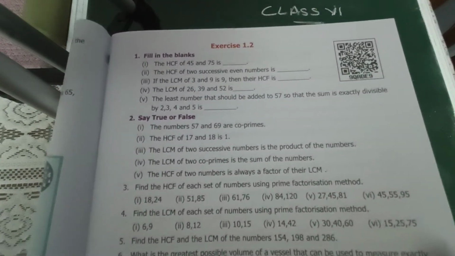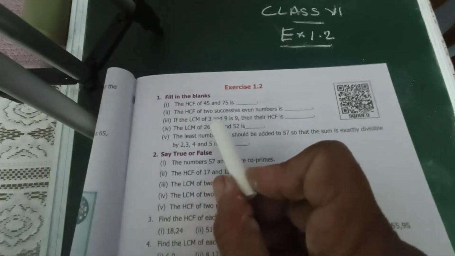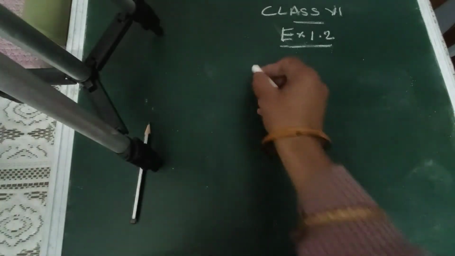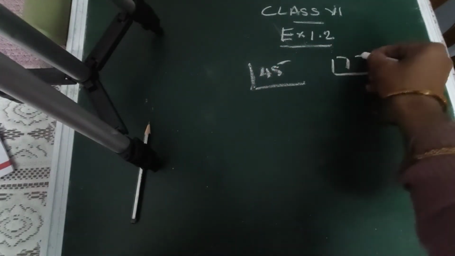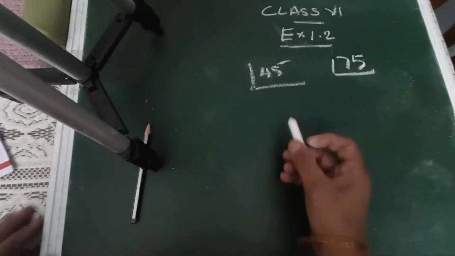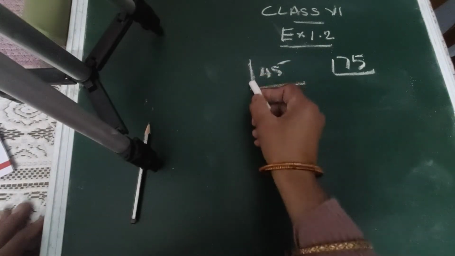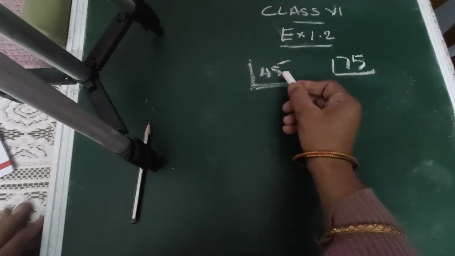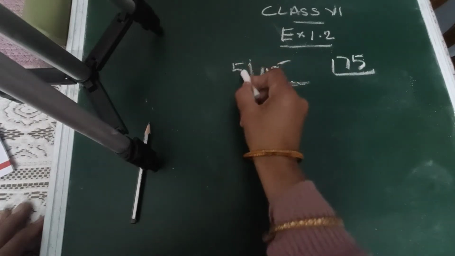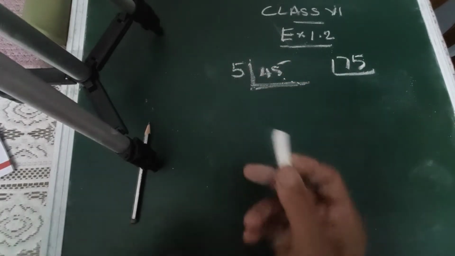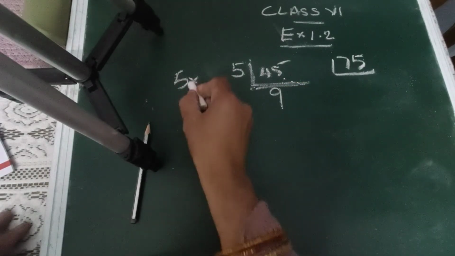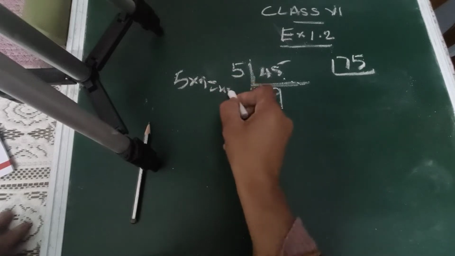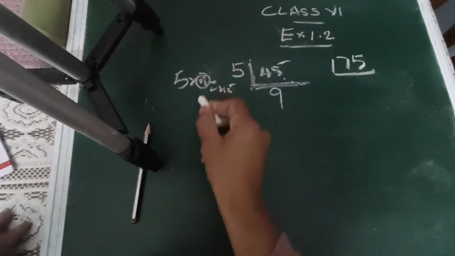Exercise 1. Question number 1. HCF of 45 and 75. See, find the prime factors of 45. Find the prime factors of 75. Now let us recall the rule of prime factorization. If a number ends with 0 or 5, we divide by 5. So till 45 comes 5 tables. 5 nines are 45. So how to write it? 5 nines are 45. So this 9 is the quotient.